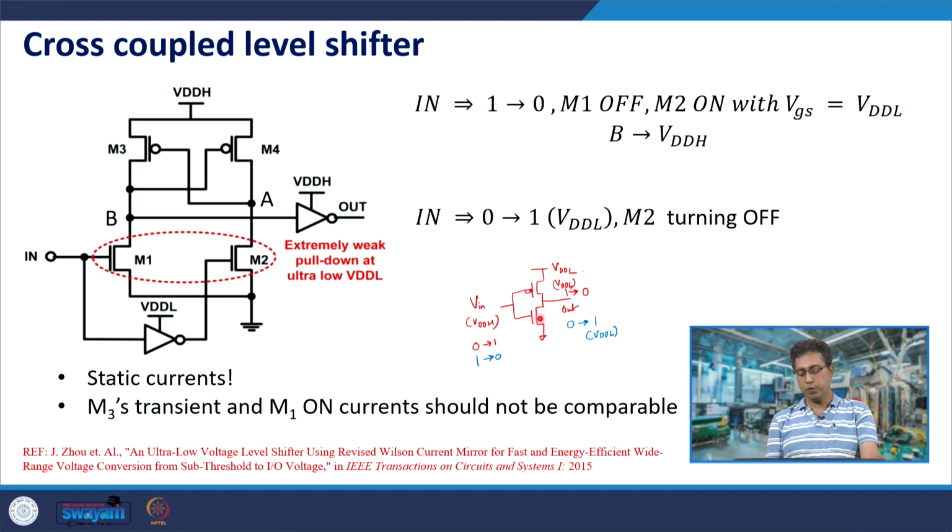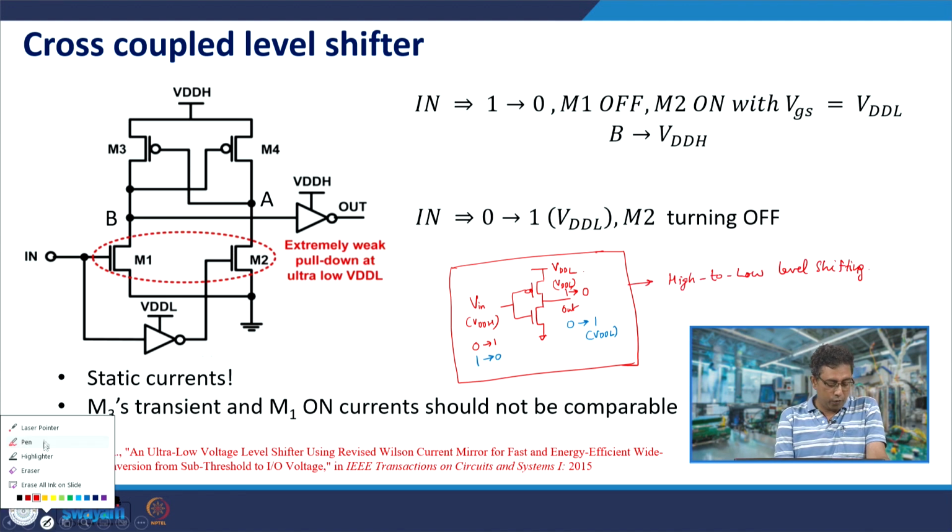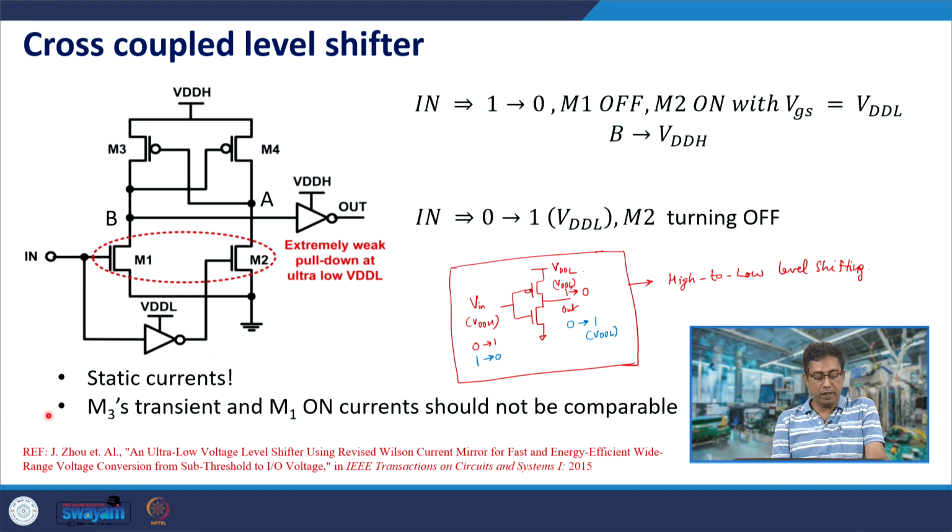In this case, there is no static leakage, and it is a simple circuit: we can have a simple inverter to convert from the higher voltage to the lower voltage. However, for shifting voltage levels from low to higher voltage, we require special circuits.